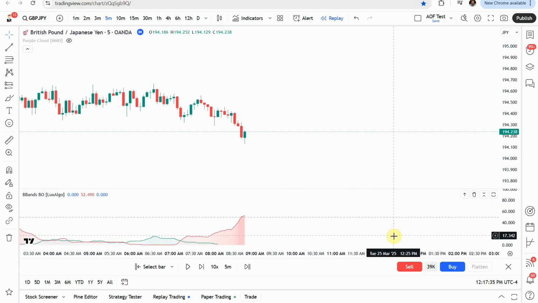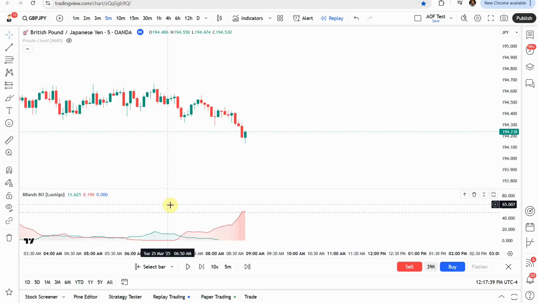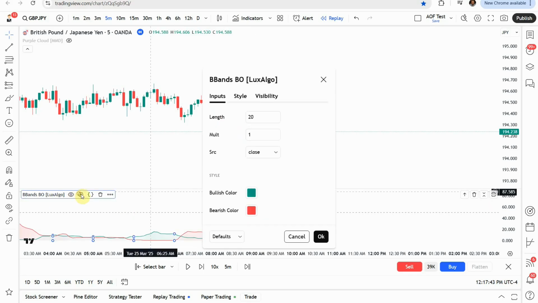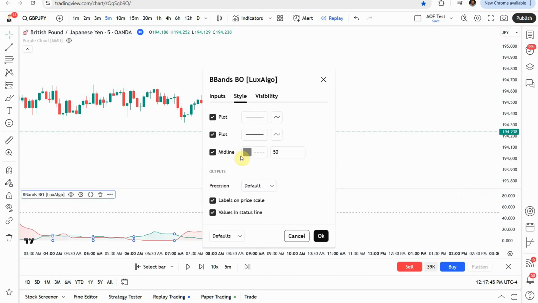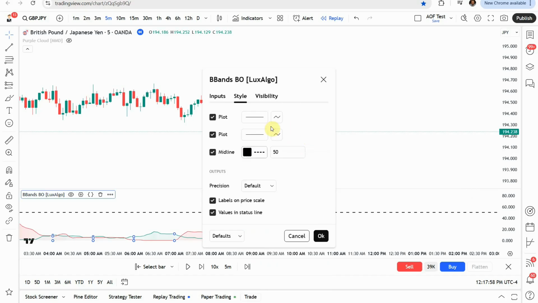And really the important level that we're looking for with the Bollinger Band breakout is going to be this line right here at the 50. So if you wanted to, you could go into the styles and bump up the line weight and maybe turn the color a darker color, or a lighter color, however you want to set this up. It's totally up to you.